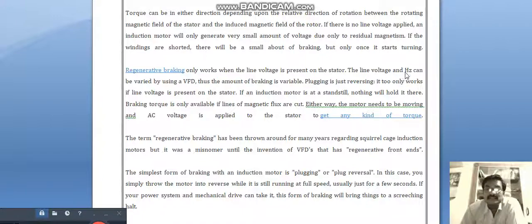The line voltage and frequency can be varied by using a VFD, variable frequency drive. Thus, the amount of braking is variable. Plugging is just reversing. It too only works if the line voltage is present on the stator. If the induction motor is at standstill, nothing will hold it. The braking torque is only available if lines of magnetic flux are cut. Either way, the motor needs to be moving and AC voltage applied to the stator to get any kind of torque.